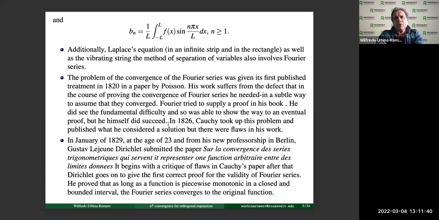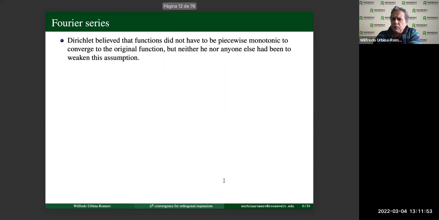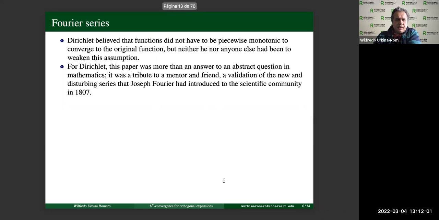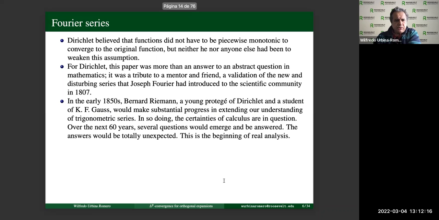piecewise continuous with derivative piecewise continuous. Initially, he asked for monotonic on a closed interval. He tried to improve that, but he was not successful. I mean, his mentor was Fourier, so he really paid attention to his work.